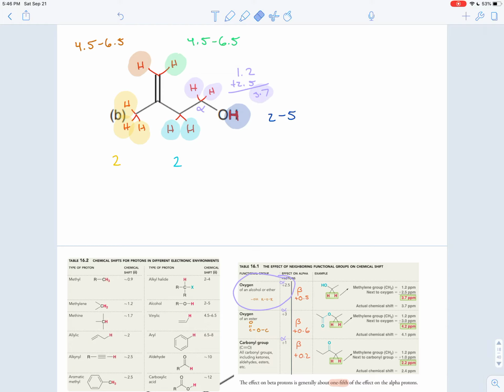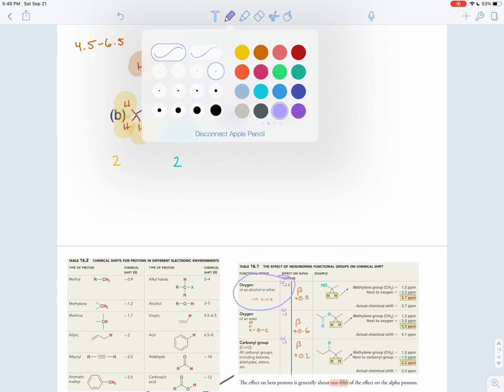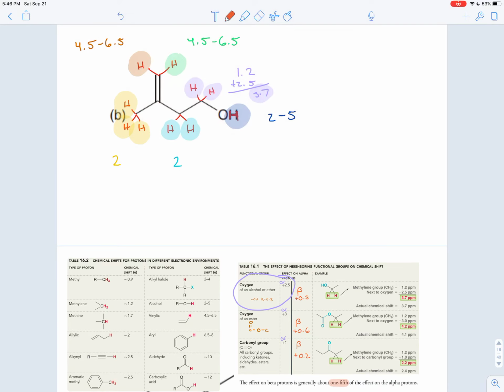Then the blue hydrogens, those are beta to the alcohol. And if you're beta to an alcohol, you add 0.5. So we'd add 0.5 to that, and you'd expect to get the signal for that at around 2.5.